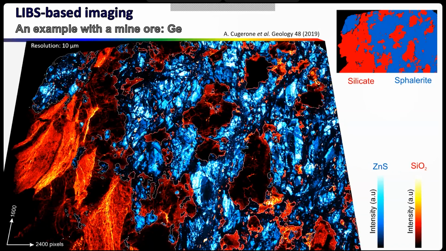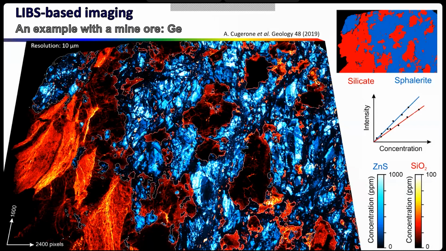Basically, the geologists never saw germanium in silicate. So making this big image allowed us to demonstrate that there was some residual concentration of germanium in this silicate that was not expected. Finally, they did some quantitative punctual measurements with ICP-MS, and we were able to calibrate these two maps and get the concentration map.